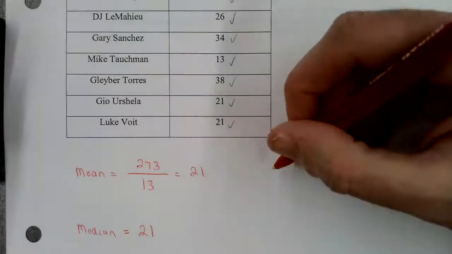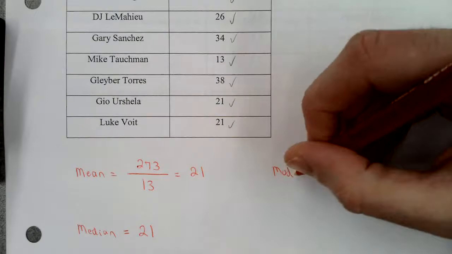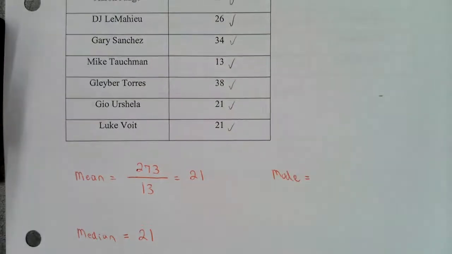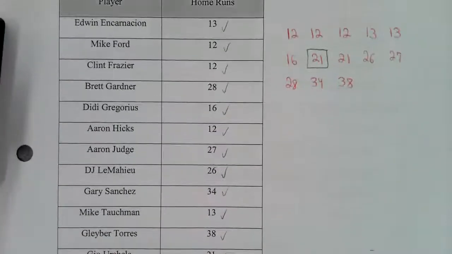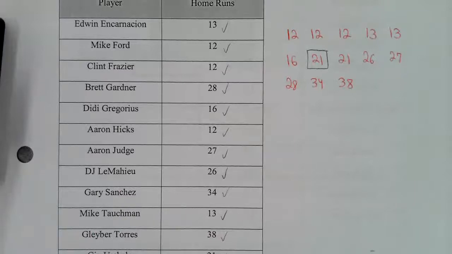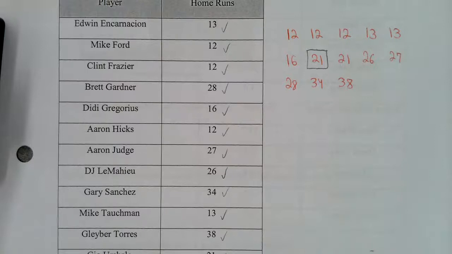The mode is the number that occurs the most often. There could be no mode. There could be more than one mode. We have 3 12s. We have 2 13s, 2 21s. Nothing else repeats. So the number that occurs the most often is 12. So that's the mode.